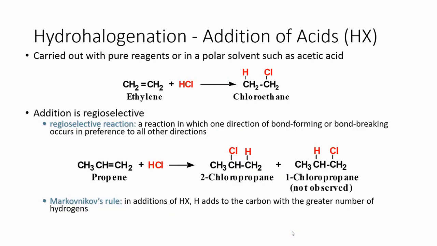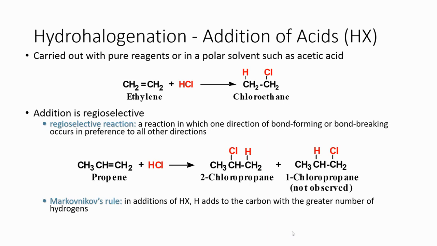Let's look first at hydrohalogenation, addition of those acids HX across the double bond. They're going to be carried out in pure reagents or in polar solvents like acetic acid. If we look at ethylene, we're just adding H to one side of the double bond and chlorine to the other. However, there is preference to one direction over another in certain cases.